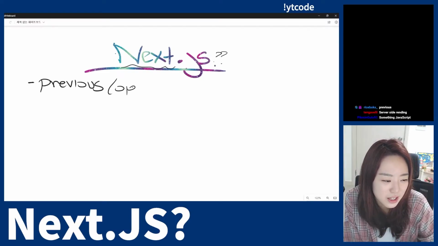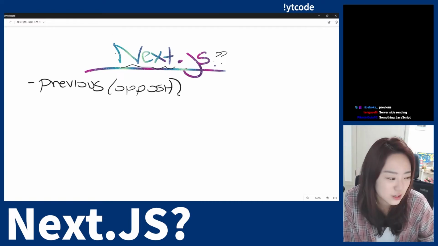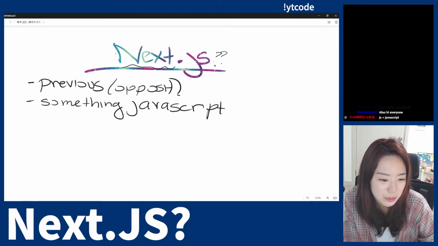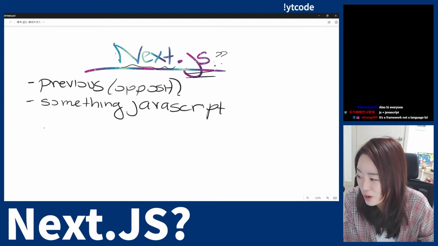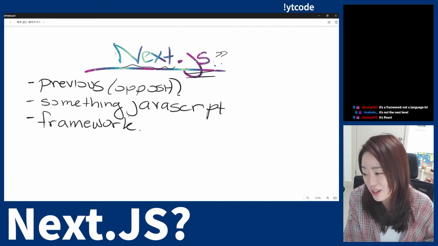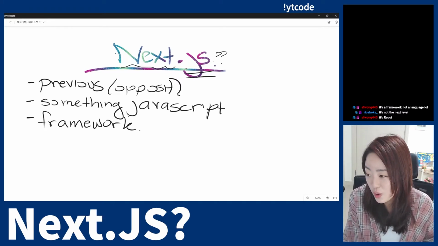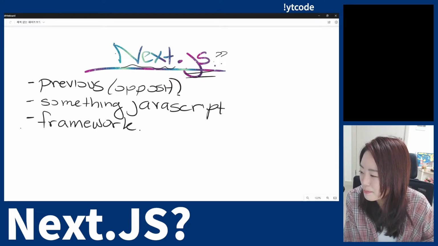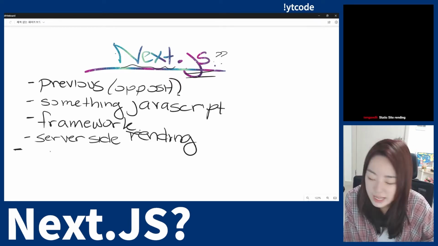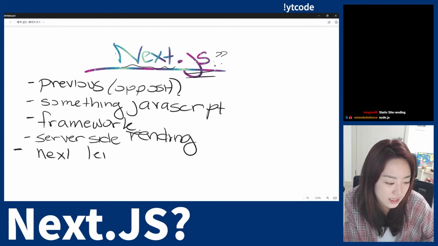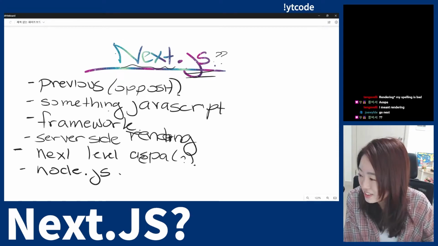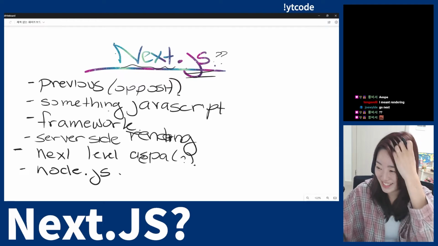Previous. So you're thinking opposite? Something JavaScript. And I'm guessing you got this from the JS part, right? Framework, not a language. Are you questioning my intro? No, that's true. It's not the next level. Server-side rendering. Next level. Node.js. Oh, stop cheating. Rendering. How'd you know? I see you.